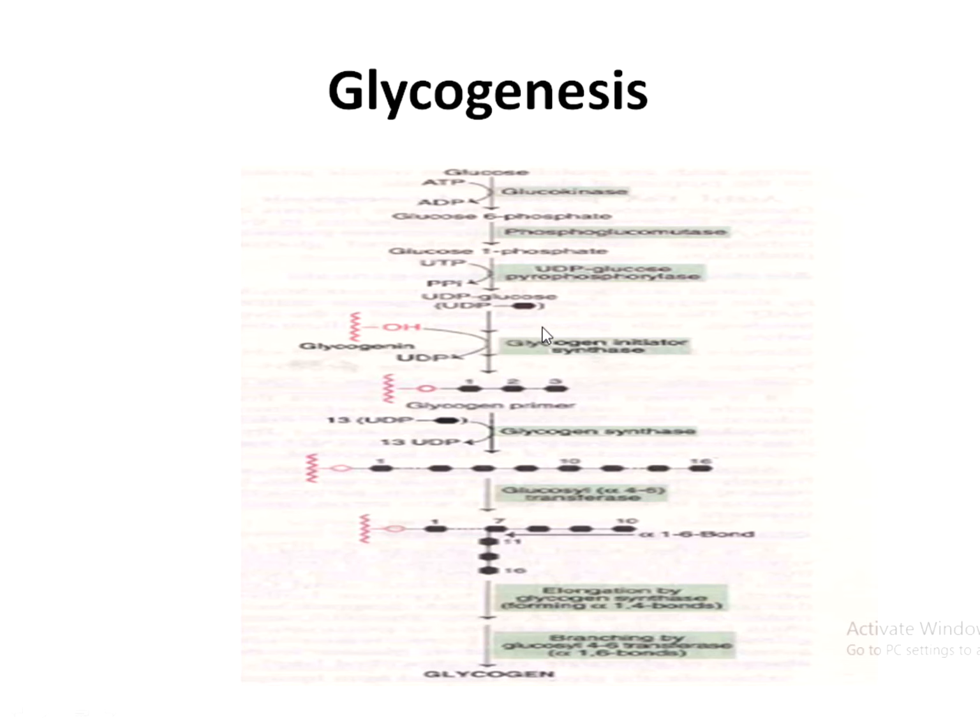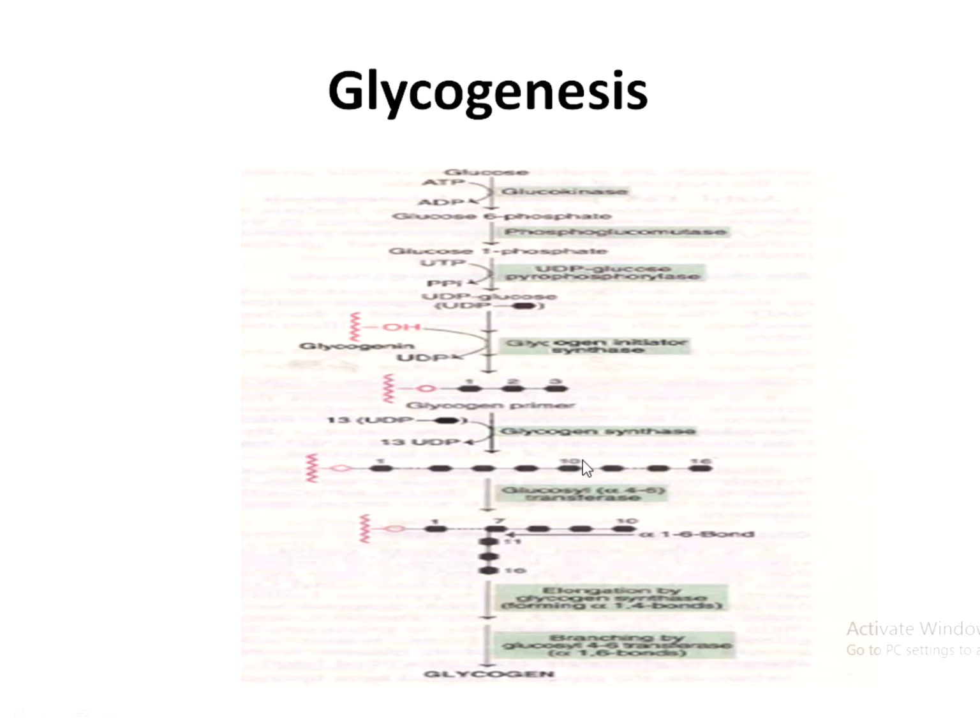Then this reacts with glycogenin initiator synthase. Here UDP is released, and glycogen is formed with UDP, so we get the glycogen primer. Then this primer reacts with glycogen synthase. At that time UDP glucose units are converted into UDP, and we get units linked like this by alpha bond linkages.